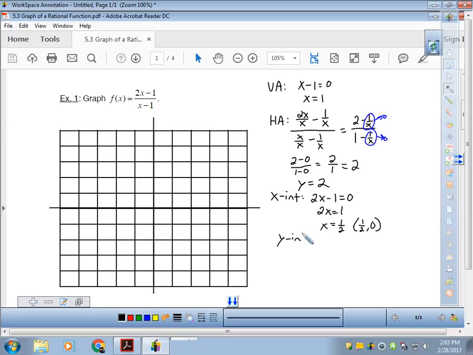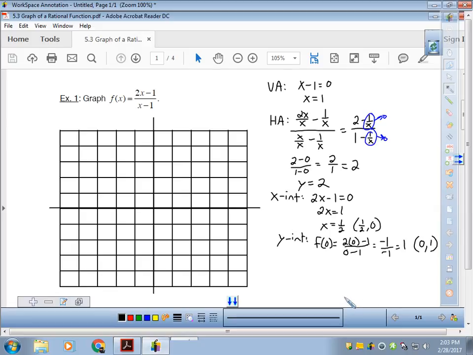And then for y-intercept, we find f of 0, which means we plug in 0 for all the x's. So 2 times 0 minus 1 over 0 minus 1. 2 times 0 is 0. 0 minus 1 is negative 1. 0 minus 1 is negative 1. Negative 1 divided by negative 1 is positive 1. So my y-intercept is at 0, positive 1.